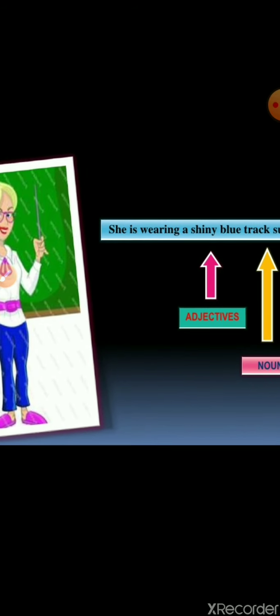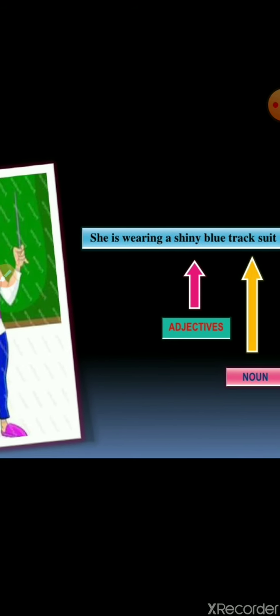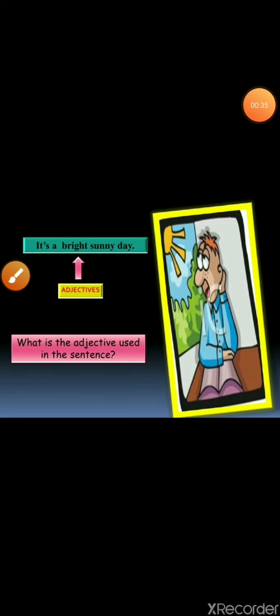Let's move to the types. Look at the screen. There is one sentence: She is wearing a shiny blue track suit. Track suit is the noun here. Now the color of the tracksuit is shiny blue, so shiny blue will remain the adjective. In this way, many examples will help you understand nicely.